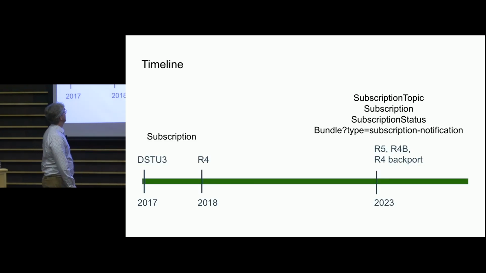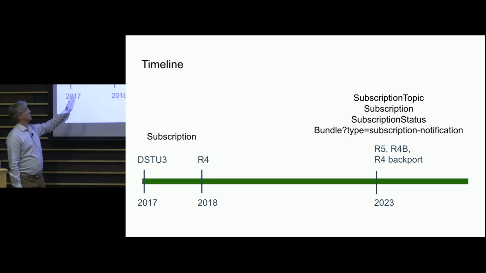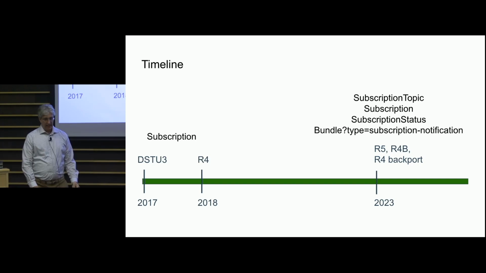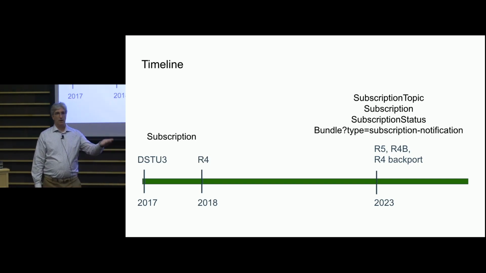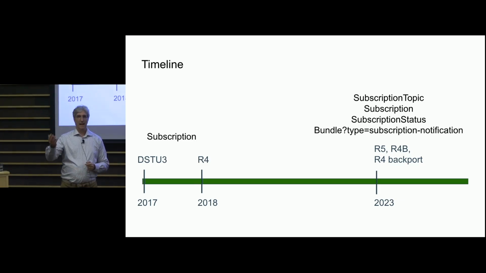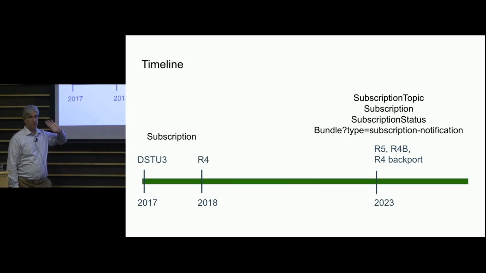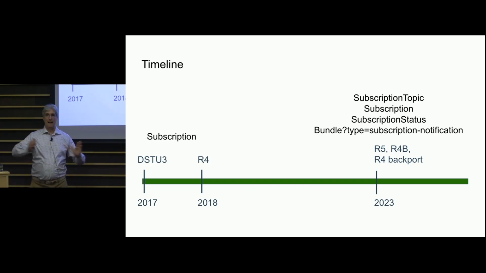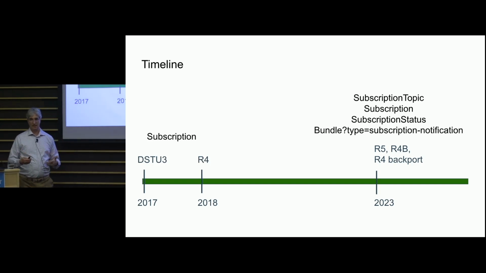A little about the timeline here. DSTU3 and R4 came out in 2017, 2018 with a subscription model. Subscriptions are about getting a push-based notification when something changes in the repository. You subscribe to a particular resource that you're interested in, or maybe a resource with some search parameters, and then any changes to those resources in the repository that match your criteria will be sent to you. R4 subscriptions have been around for a long time. They're super stable, widely used at massive scale. So the HAPI FHIR implementation of R4 subscriptions is very hardened, tested and robust.